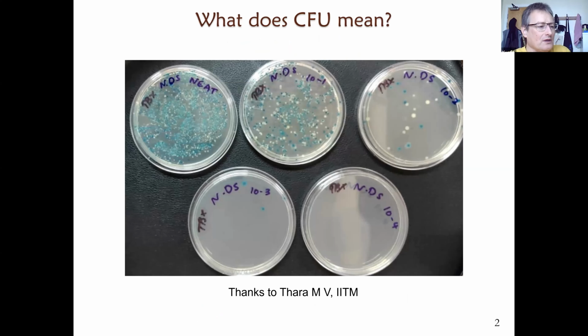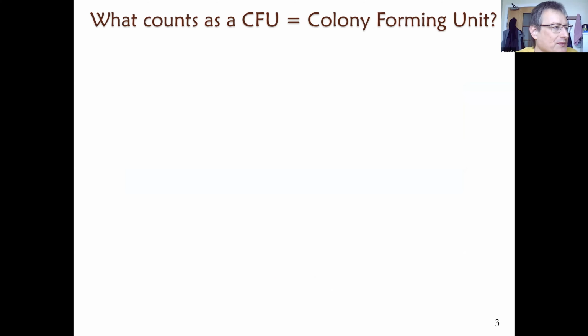So this is an example of colony counts on a TBX media where E. coli colonies can be seen as bluish color due to a particular enzyme E. coli has. Now, you probably all have seen plates like this. And the question is, what does it actually mean if we count a colony forming unit? So I want to explain a little bit what a colony forming unit means.